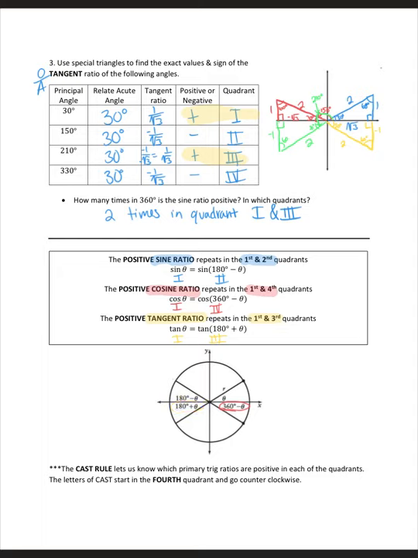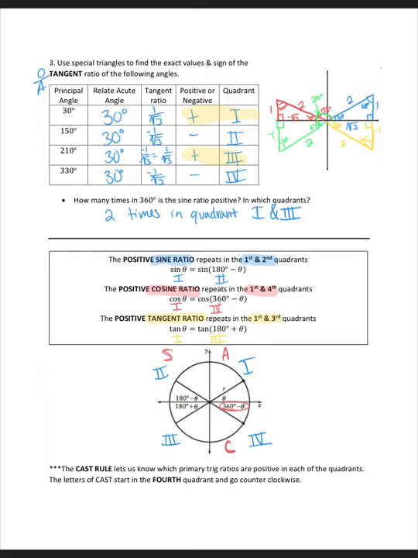So we use the letters of the word CAST to remember this rule. So let's first, again, identify where our quadrants are. We have quadrant 1, and then we move in a counterclockwise rotation. Well, the letters of CAST actually start in our 4th quadrant, and they move in a counterclockwise rotation. We're going to talk about what that really means.